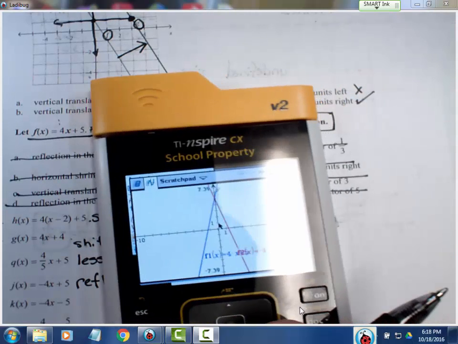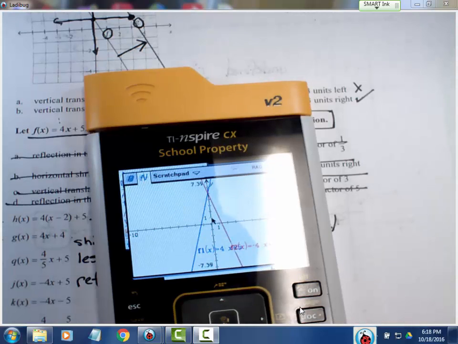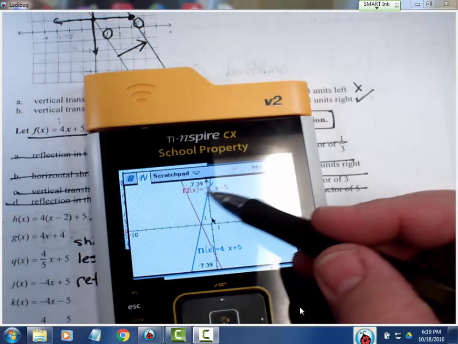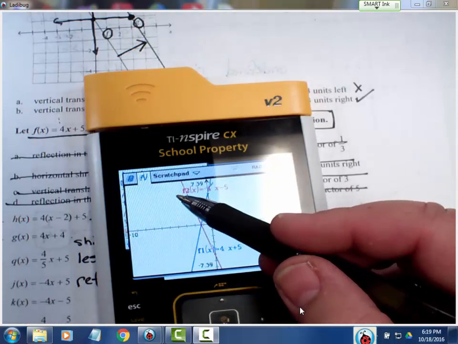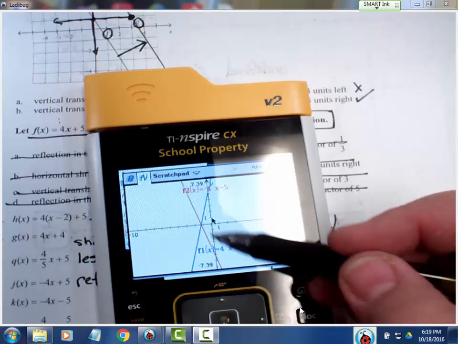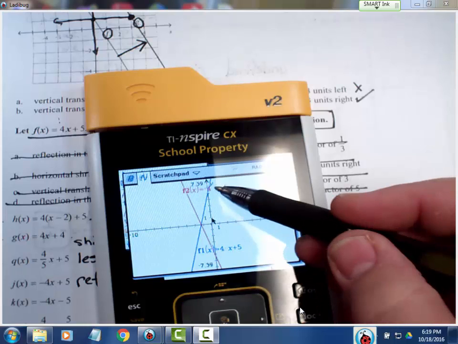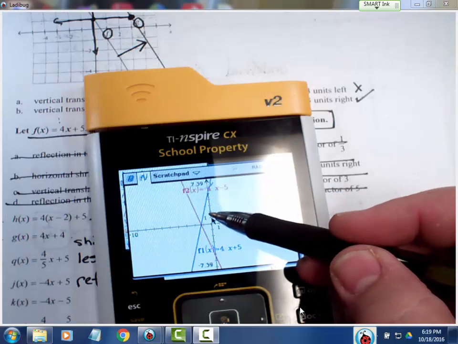All right, let's take another one. So tab, up, back it up. Oh, this one is negative 4x minus 5. Okay, so I hit enter. And this one also reflected because it's going from positive slope to negative slope, so that's a reflection, but it also shifted down, and it looks like 1, 2, 3, 4.